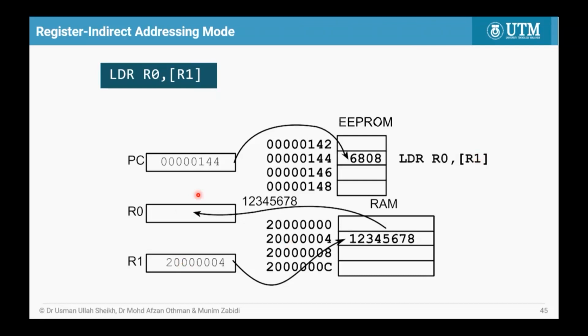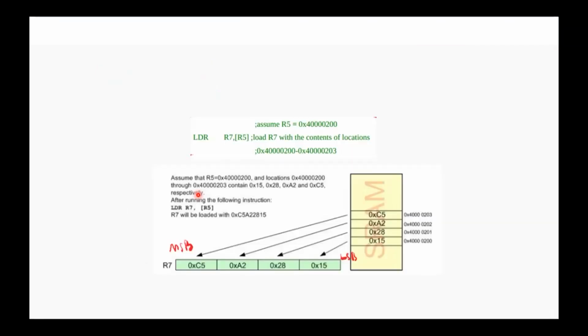Let's look at these examples. We have LDR R7, [R5], and then what happens? Assume that R5 equals this value; this is the value of R5.